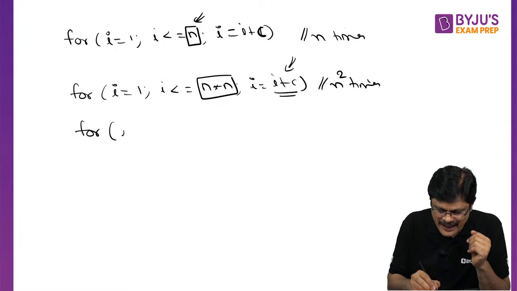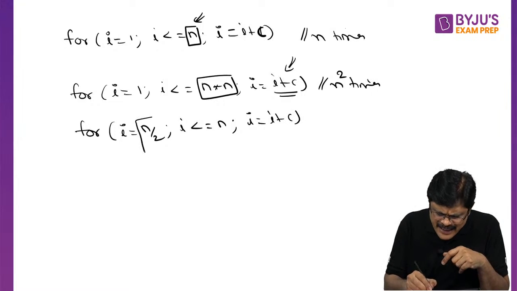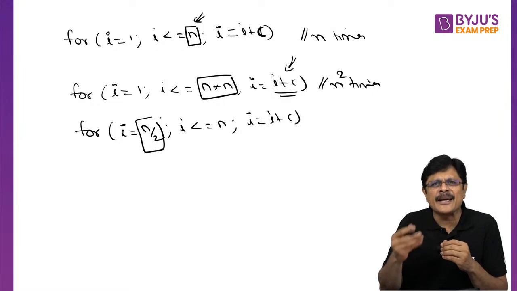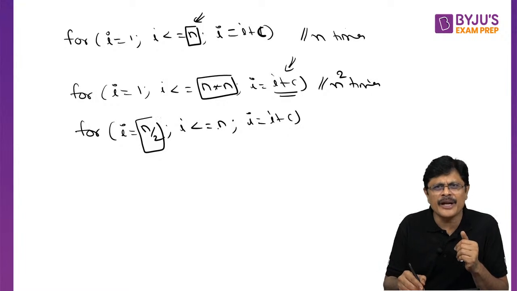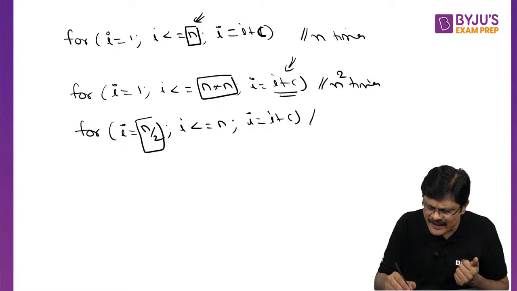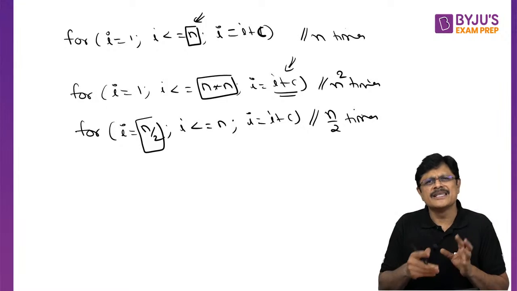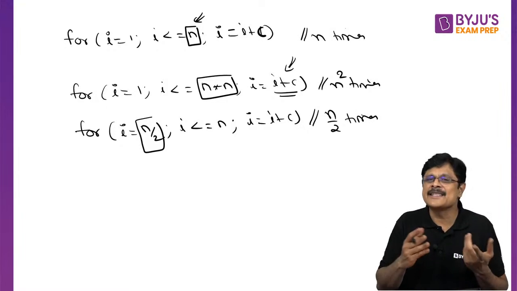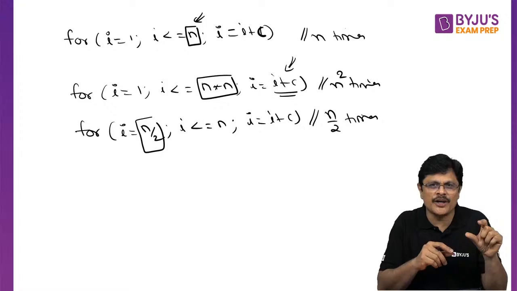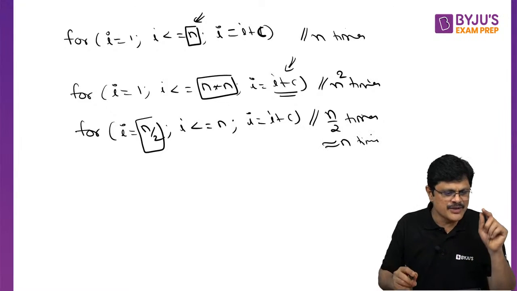Sometimes it may be given like i equals n by 2, i less than or equal to n, i equals i plus c. Now in this case it starts from n by 2, and you are adding c plus c plus c up to n. So instead of n, half of the times it will iterate, approximately n by 2 times. See, n by 2 or n hardly matters. Asymptotically the coefficient of the highest order term does not matter. So even this you can write as n times, my dear friends. So this we need to understand.